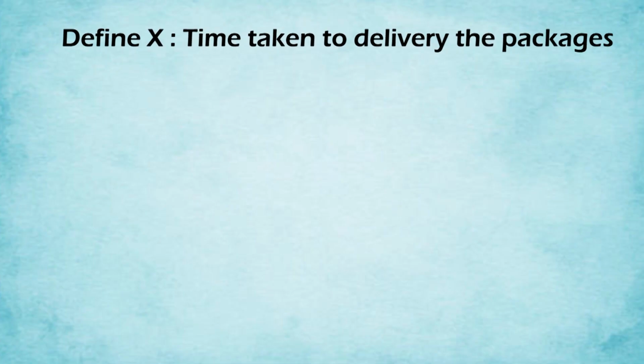A delivery company guarantees that packages will be delivered within 5 days of being sent. Suppose that the time it takes for a package to be delivered follows a continuous uniform distribution between 3 and 7 days. What is the probability that a package will arrive in less than 4 days? For the given problem, define x as the time taken to deliver the packages. Then we have x follows uniform 3, 7.